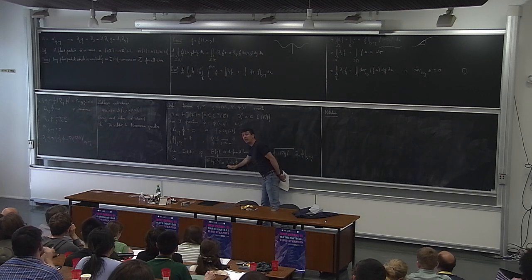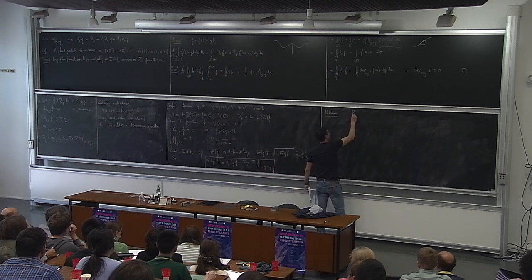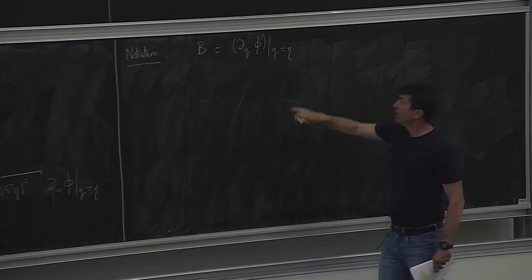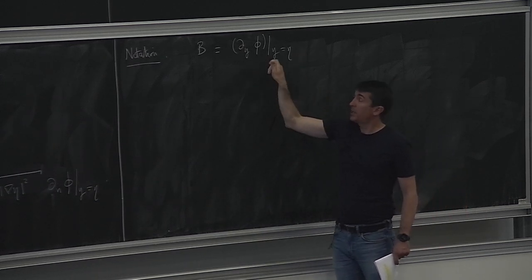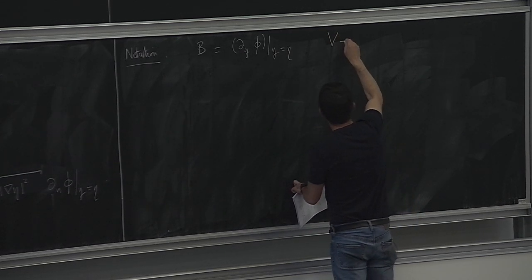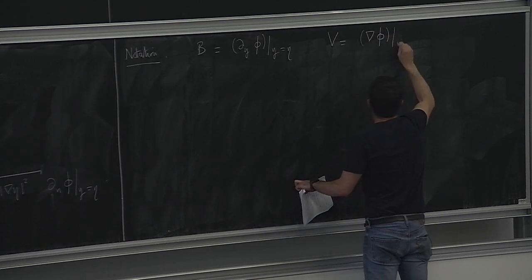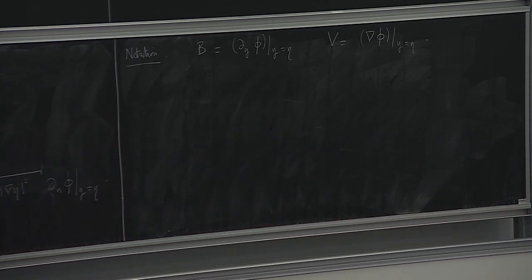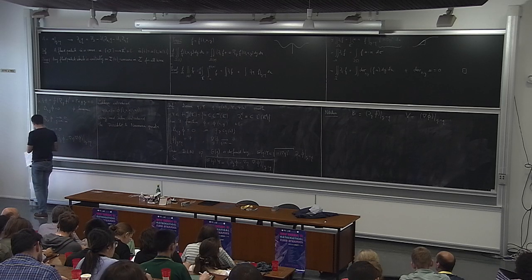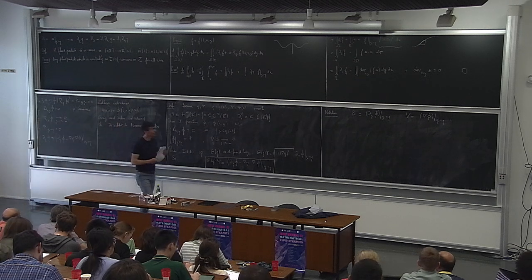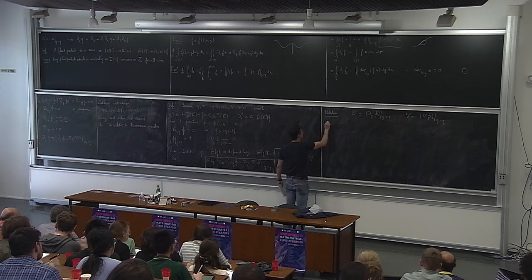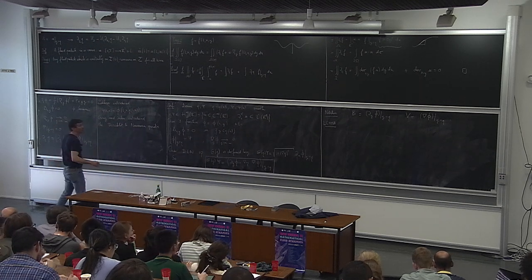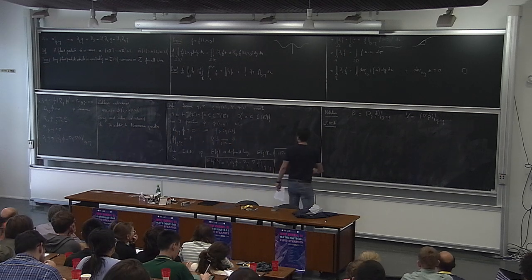In fact, you will see that we will make an essential use of this quantity, which is geometrical, the vertical and the horizontal derivative, and it's convenient to have two notations. We denote by B the evaluation of the vertical component of the velocity on the free surface, capital B. Capital V, this is the evaluation of the horizontal component of the velocity on the free surface.